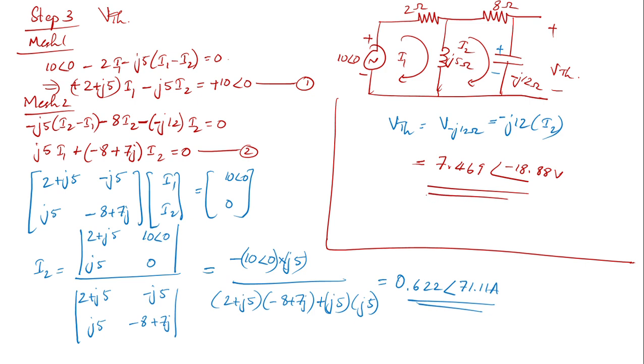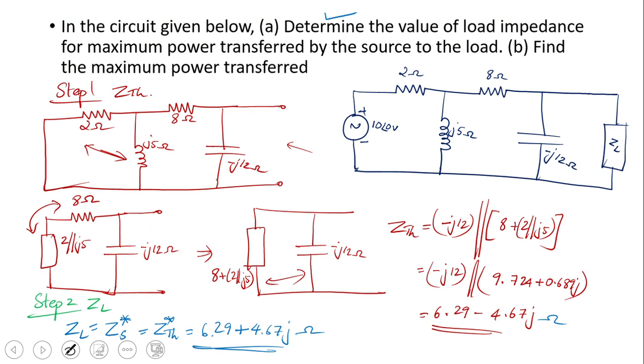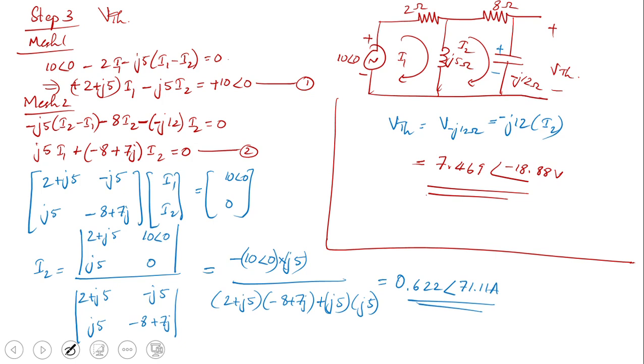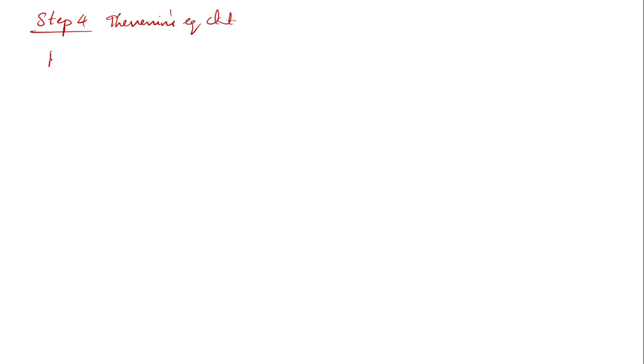And last but not the least, we have completed the first step, that is finding out ZTH. The second step was to find out the load impedance, and we have done that. The third step was to find out VTH. And finally, the last step, step 4, is to draw the Thevenin's equivalent circuit and find out the value of Pmax.